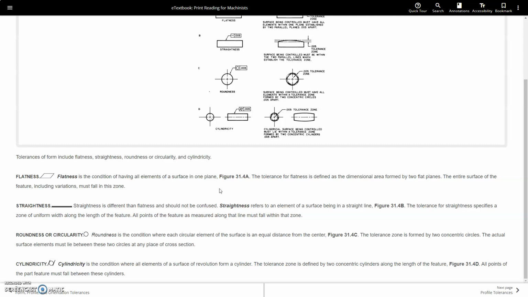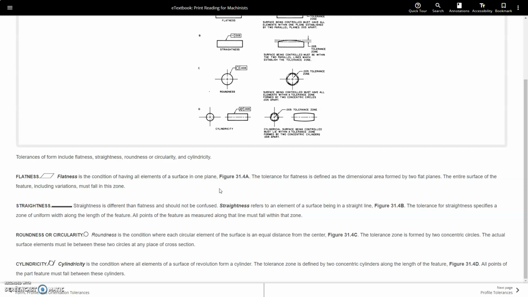Straightness is different than flatness and should not be confused. Straightness refers to an element of a surface being in a straight line. Figure 31.4b, the tolerance for straightness specifies a zone of uniform width along the length of the feature. All points of the feature as measured along the line must fall within that zone.